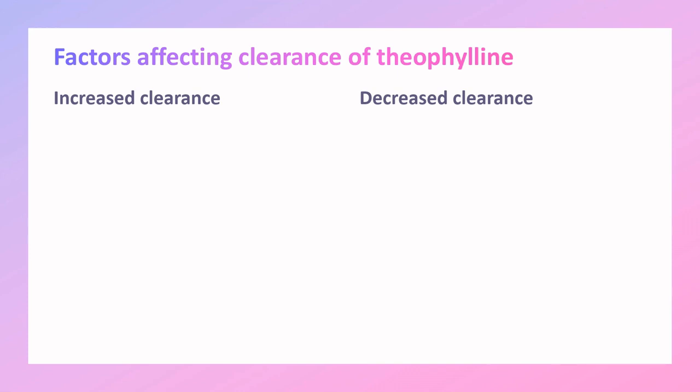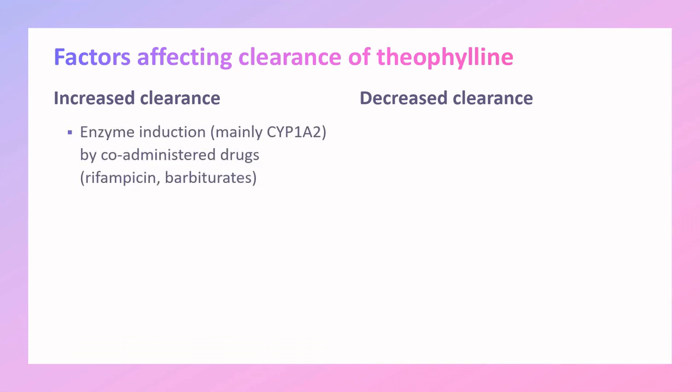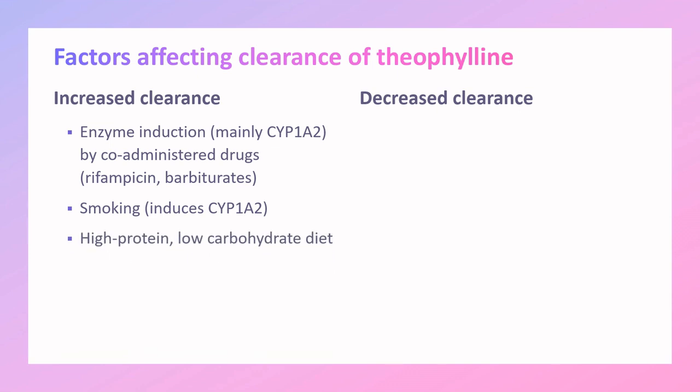So what are the factors that affect the clearance of theophylline? The clearance of theophylline is increased in case of enzyme induction, mainly of the CYP1A2 enzyme, and this enzyme induction occurs with co-administered drugs such as rifampicin and barbiturates. Smoking. Now remember, smoking itself is also an enzyme inducer, and this induces CYP1A2 and increases the clearance of theophylline. High protein and low carbohydrate diet, barbecued meat, and in case of children.